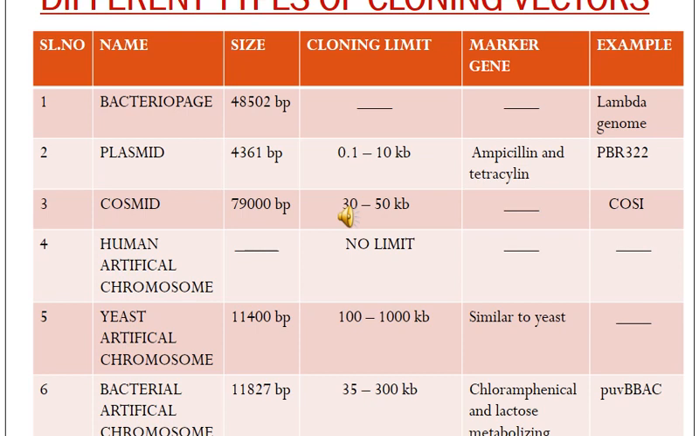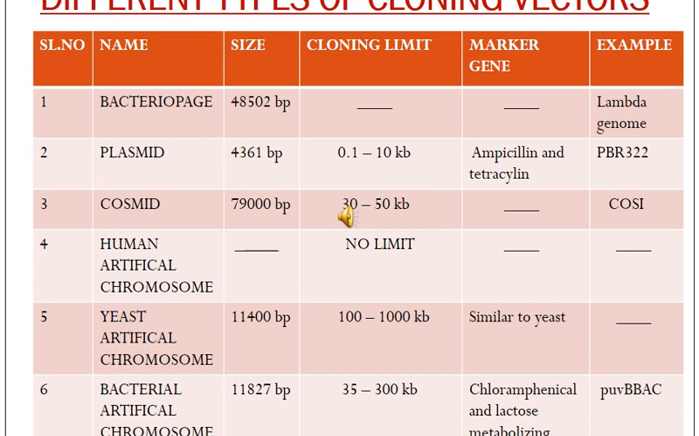The sixth is bacterial artificial chromosome, which is of size 11827 BP. Its cloning limit is 35 to 300 kb, and its marker genes are ampicillin and a lactose metabolizing gene. Its example is pUVBAC, or you can say pUV back.